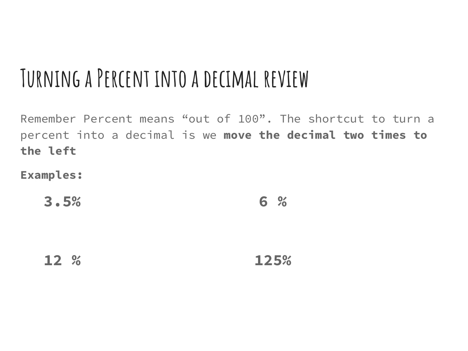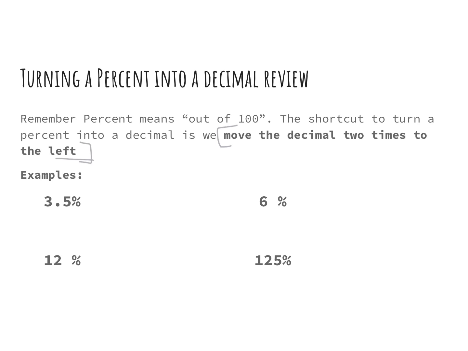Before we look at examples of how to calculate simple interest, we're going to remind ourselves how to turn a percent into a decimal. Remember, percent means out of 100. The shortcut to turn a percent into a decimal is we move the decimal 2 times to the left. Let's look at some examples.